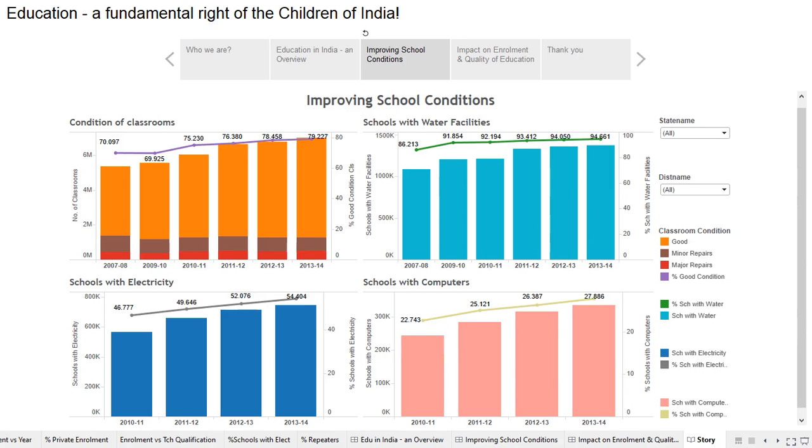So these are some parameters that over a period of time have helped children to come to school and get affiliated to the school. Now, all these parameters are interesting to note, but it's also important to see what's the actual impact on enrollment and the quality of education.